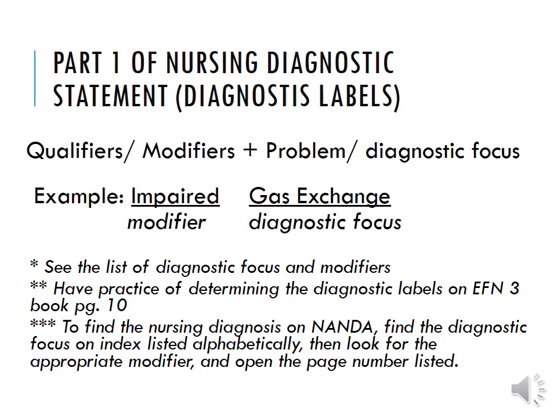Part 1 of Nursing Diagnosis Statement, Diagnosis Labels. So we have qualifiers or modifiers plus problem or diagnostic focus. For example, the qualifier is impaired and the problem is gas exchange. So it can be impaired gas exchange.